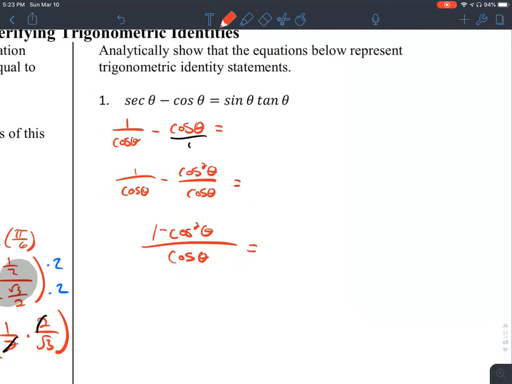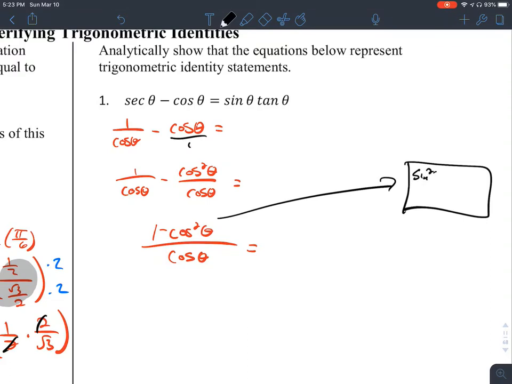And then I recognize this little fella here, just doing a little bit of side work. Sine squared of theta plus cosine squared of theta is 1. If I subtract cosine squared of theta from both sides, I get that 1 minus cosine squared of theta is the same as sine squared of theta.